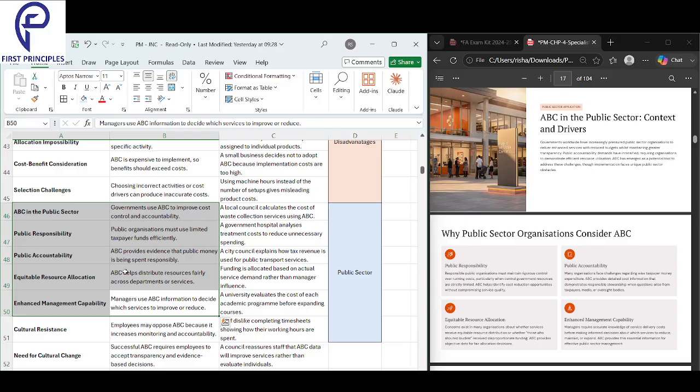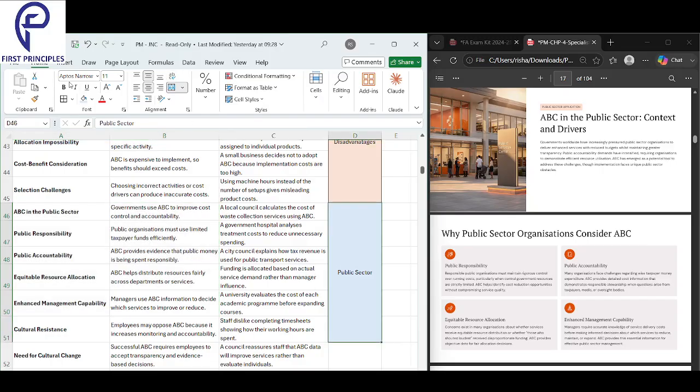Let's make sense of this here, Monisha. In government companies where government has a stake, why is ABC preferred? Why do they prefer ABC, especially in companies where government also has a stake?